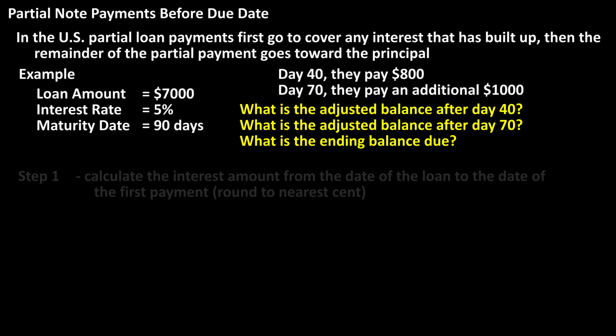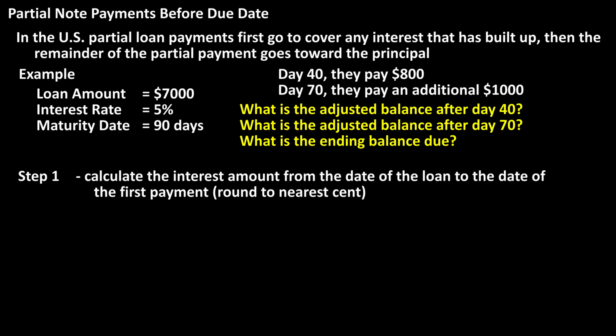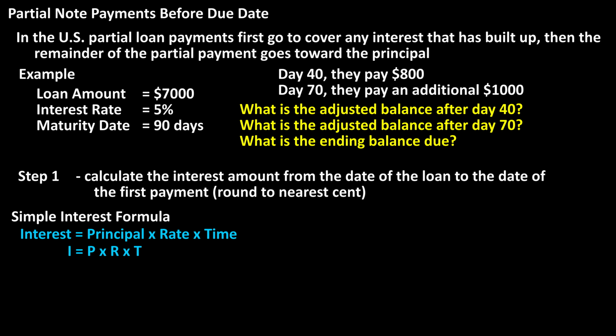Step 1 is to calculate the interest amount from the date of the loan to the date of the first payment, rounding to the nearest cent. To calculate the interest amount, we use the simple interest formula, which is interest equals principal times rate times time. So the principal is $7,000. The rate is 5%, which we must convert to a decimal by dropping the percent sign and moving the decimal 2 places to the left, which gives us 0.05, and the time will be 40 days.